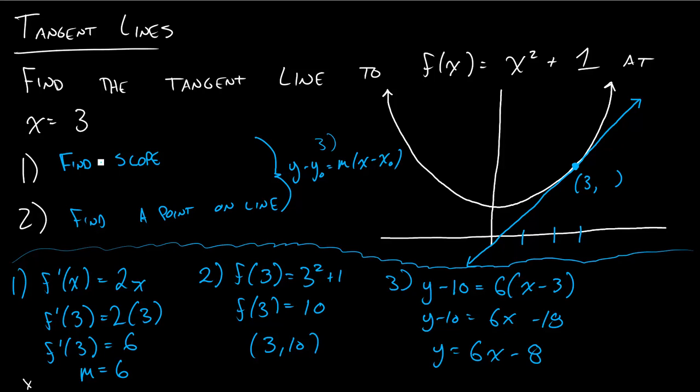So, big 3 steps: find your slope using the derivative, find a point on the line using the original function, and then plug it into your point slope form. Just the same thing we've been doing for lines all along.